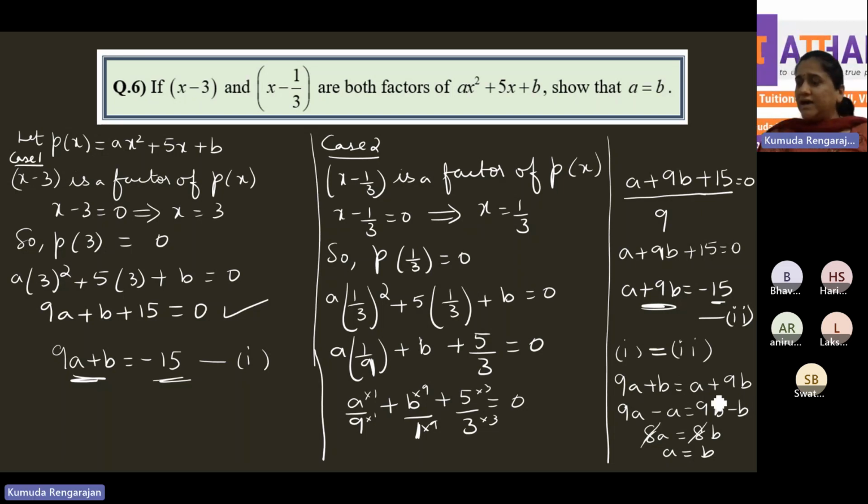Now you have to get all the a's on one side and the b's on the other side. So you get 8a is equal to 8b. Why did I do that? Because I have to show that a is equal to b. A is on one side, b is on the other side. So while working, we'll have a on one side, b on the other side. So we got 8a is equal to 8b. So 8 and 8 get cancelled. A is equal to b.